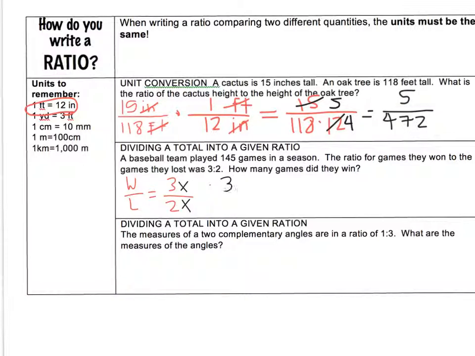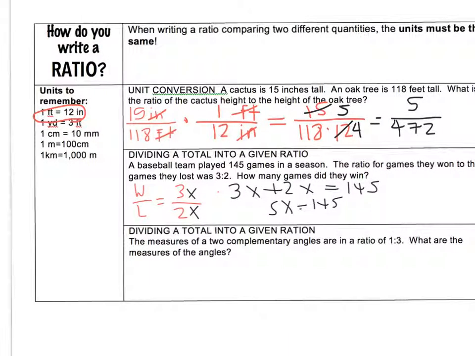So we can say that 3x plus 2x equals the total number of games, which is 145. That tells us that 5x equals 145, which we can then say x equals 29. Now that we know that x is 29, we can say that the number of wins is 3 times 29. That will give us 90 minus 3, which gives us 87 wins. We can also find the losses, because losses are just 2 times 29.